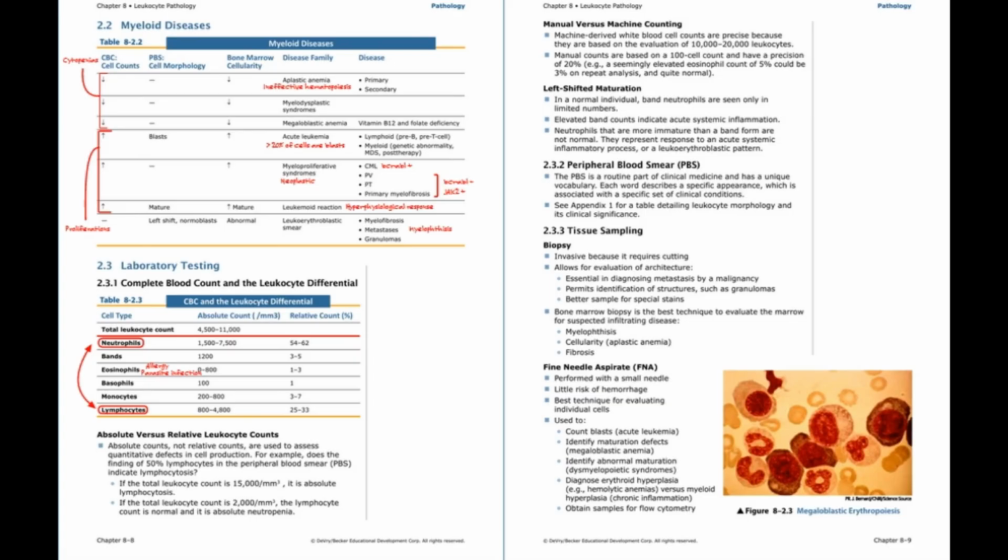Remember as well, depending on where you're practicing, the difference between a manual count and a machine count. If you're doing a manual count, you're only counting 100 cells. That is so small a statistical sampling that it can vary as much as 20%. So if you see a patient from a manual count with 5%, you don't say to yourself, oh, that's increased eosinophils. You repeat it and make sure it just isn't a random statistical variation.